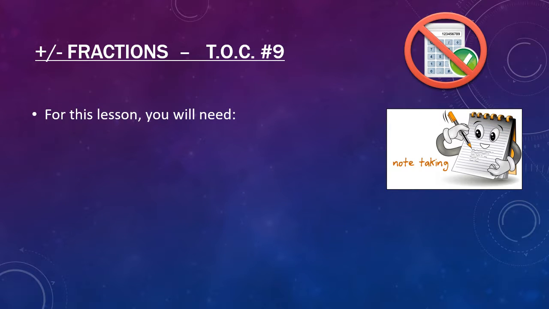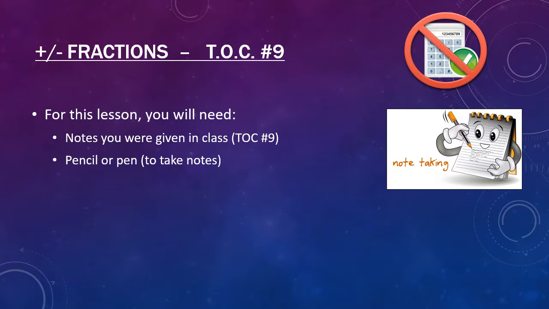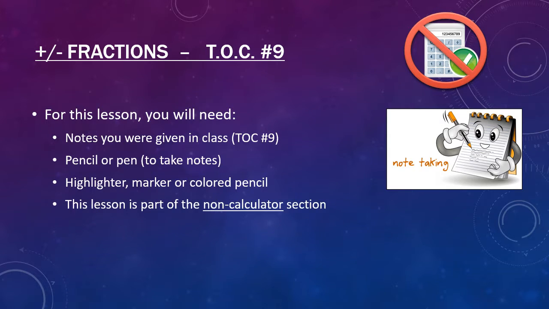So for adding and subtracting fractions, of course, you're going to need your TOC number 9. It's yellow from your binder, and then you'll need a pencil or pen to take notes. It's always helpful to have a highlighter, marker, or colored pencil so you can circle things. And this is part of the non-calculator section, so don't get those out and cheat.